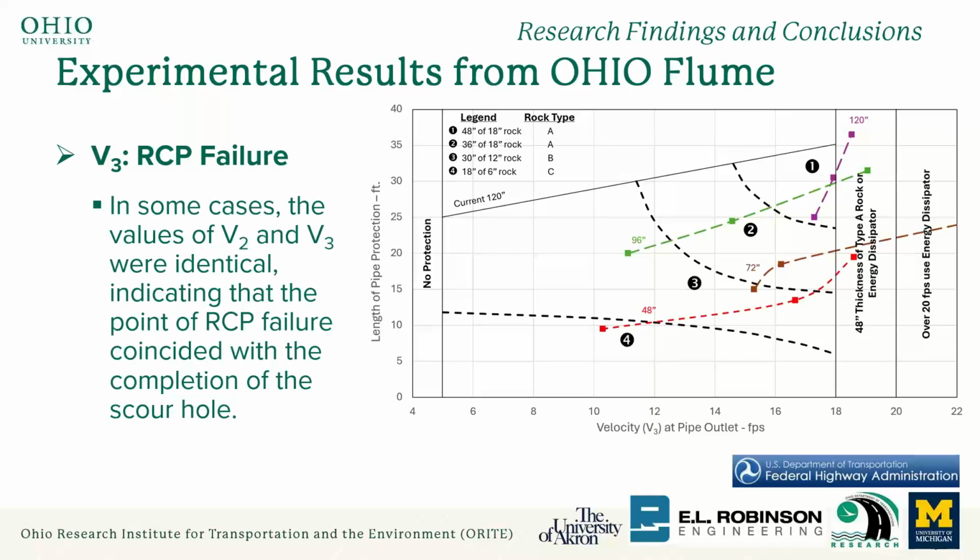V3, we'll talk about V2 later. I want to show you V1 and V3 first. V3, in some cases, is equal to V2, and also in many cases it's not necessarily the rocks starting to move by water. It's actually that the scour is large enough, so then the rocks start to fall into the scour hole, and also there's no clear pattern. They're like intersecting each other. So that's V3.